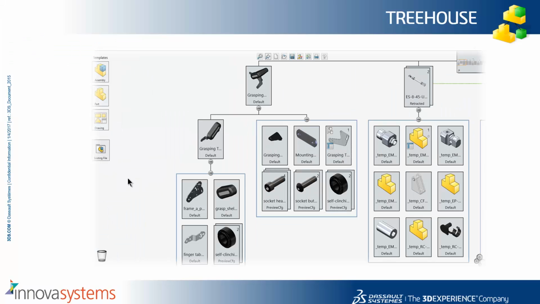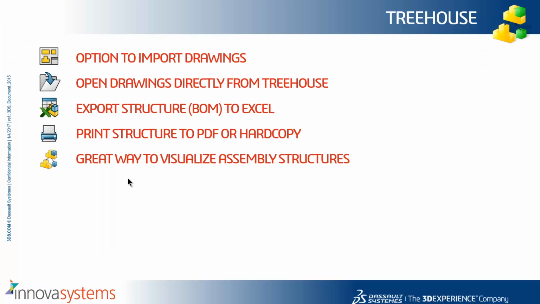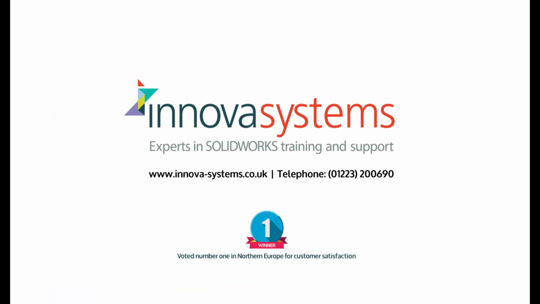So just to summarize what we've seen there, there's a new option to import drawings. We can open drawings directly from Treehouse. We can export the structure to Excel. We can print the structure to PDF or hard copy. And in general, it's a great way to visualize assembly structures.